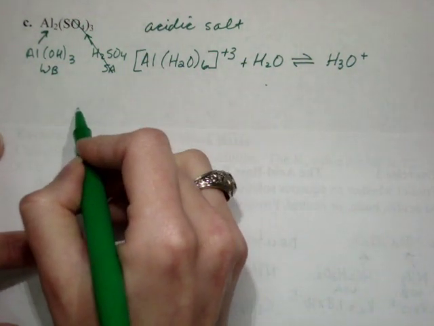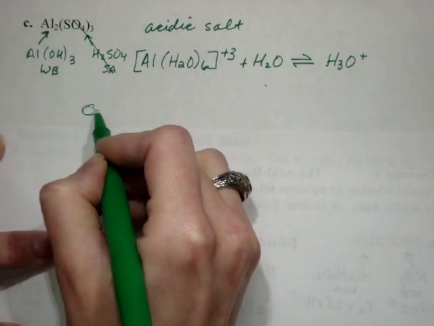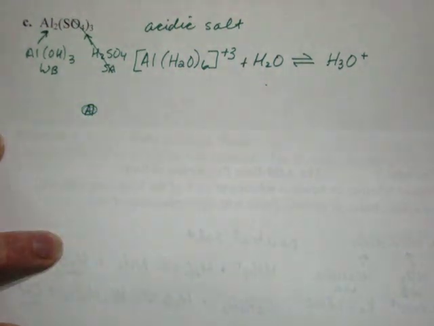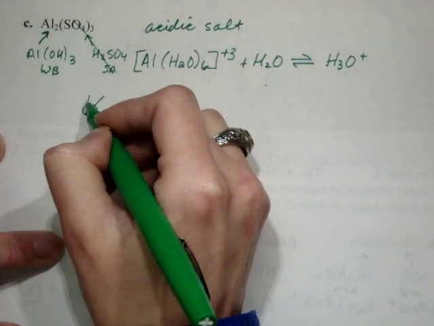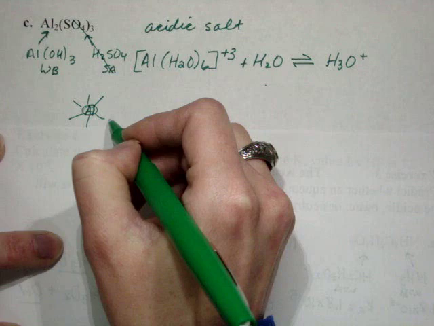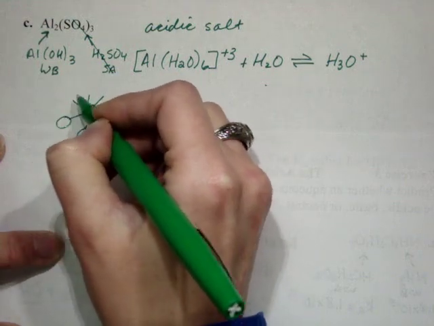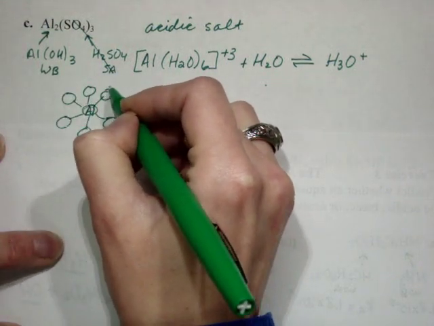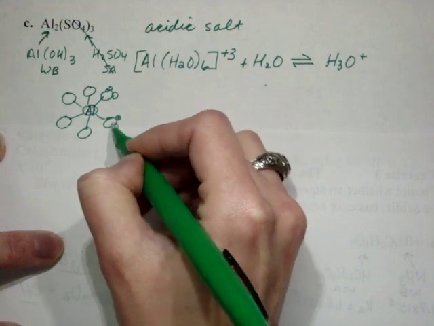So let's take a peek at what that might look like. If I have aluminum in the center, and then I have 6 waters surrounding it. Okay, these are my little water molecules.